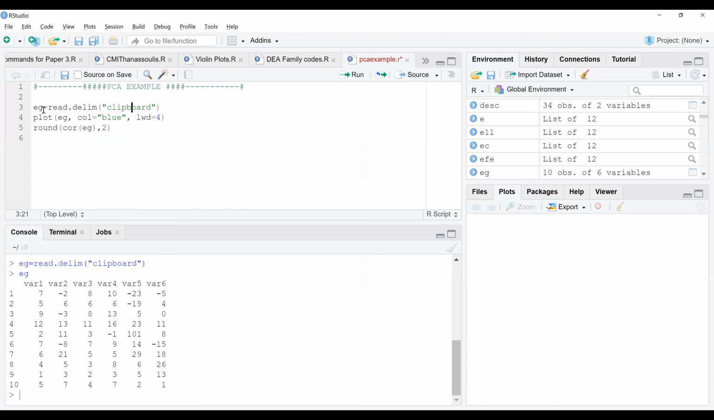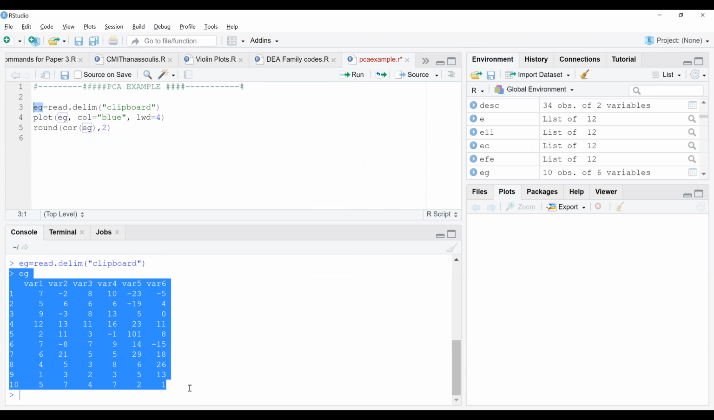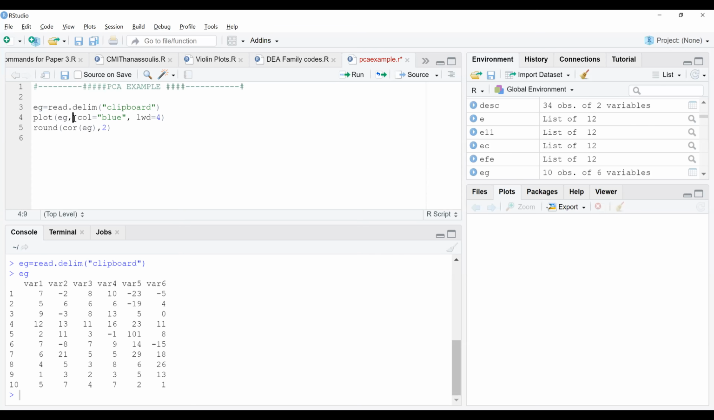When you run it, you just highlight the EG alone and run that as well. When you run that, the data will be shown down here in the console. So that means that your data is loaded. Let's plot a scatter plot.